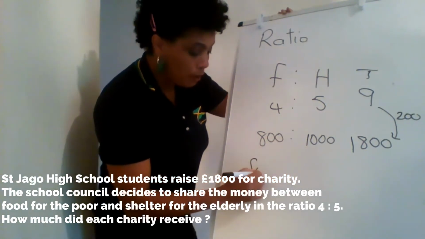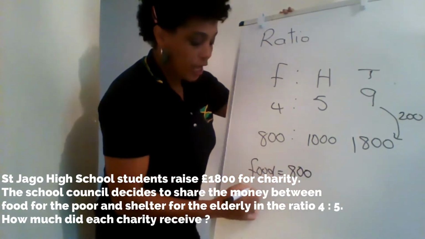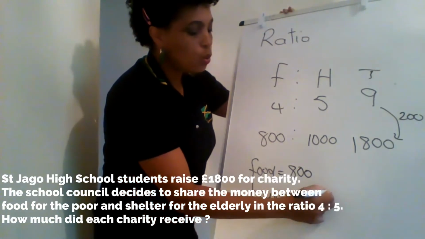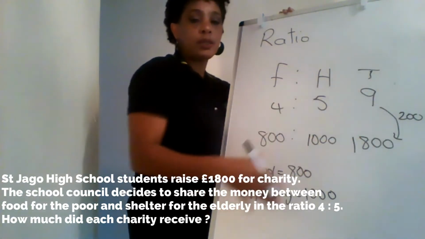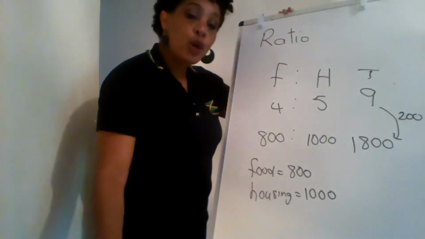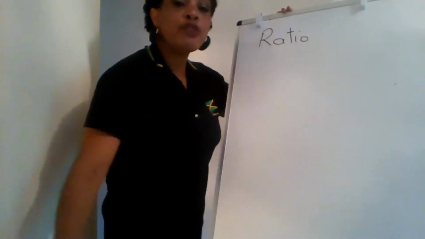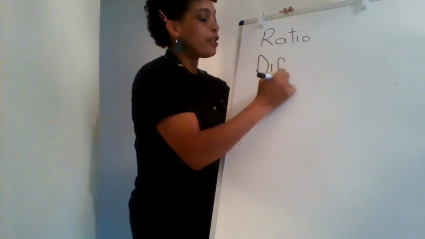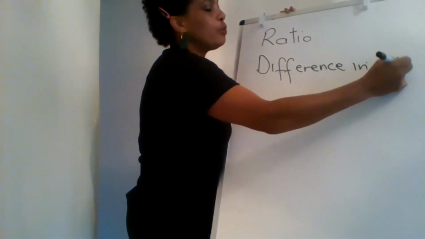So food for the poor, I'm just going to write food for the poor, is equal to 800 and housing is equal to 1,000. So that's what we looked at last time when we were given total. Now we're going to do something different today. In today's lesson, we're not going to look at when we're given total, but we're going to look at finding ratio when given difference. So we're looking at difference in ratio.